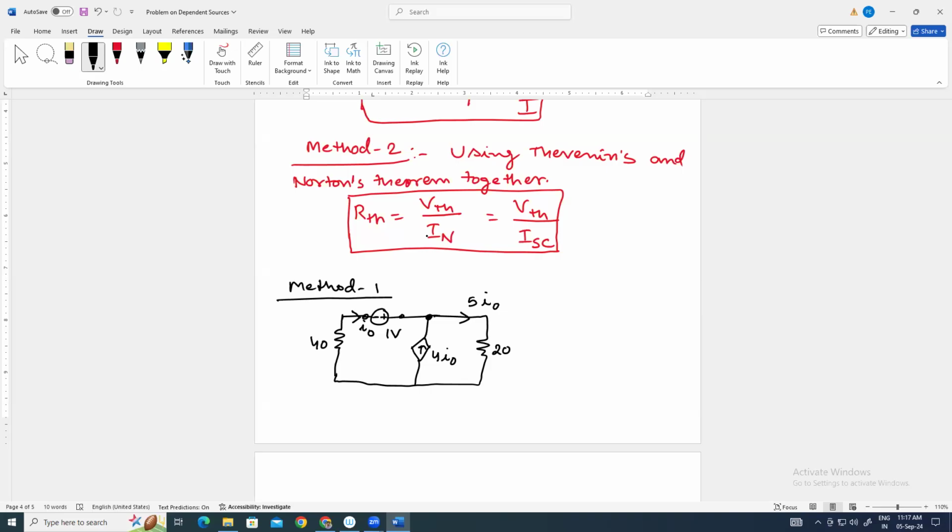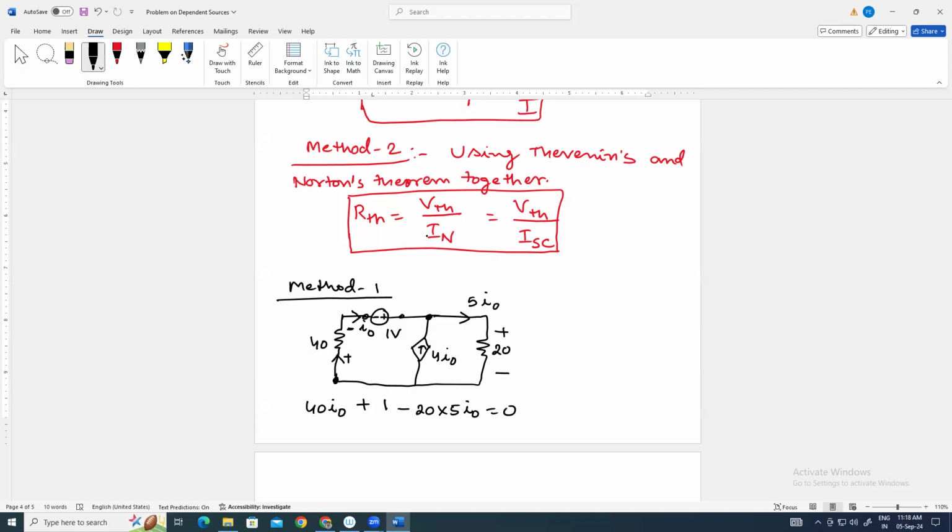So if we apply KVL in the outer loop, and if we start from here, so current is flowing in the upward direction. We know that in the elements, current will flow from higher potential to lower potential. Here also, current will flow from higher potential to lower potential. Okay. So if we apply KVL in the outer loop, 40 I naught plus 1, because this is a 1 volt source, plus 1 minus 20 into 5 I naught is equal to 0.